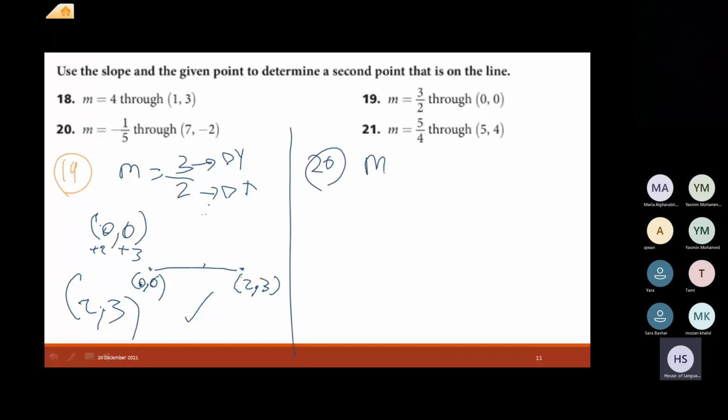If the slope is -1/5 and the point is 7, -2. Yeah, tell them. Now here, -1/5. So where's the y? This is the y and this is the x. Yeah, continue. Number 20. -1 plus -1. Here is -1.